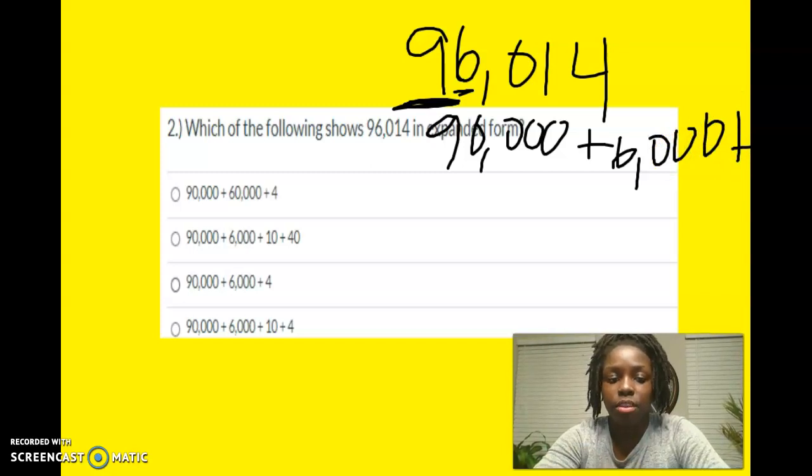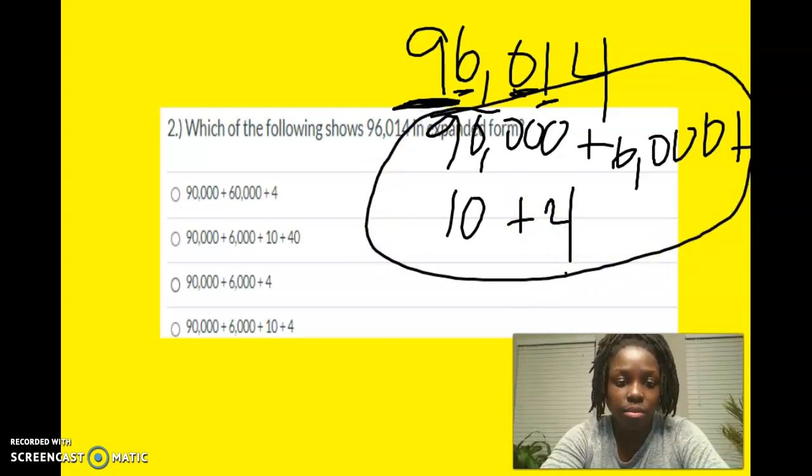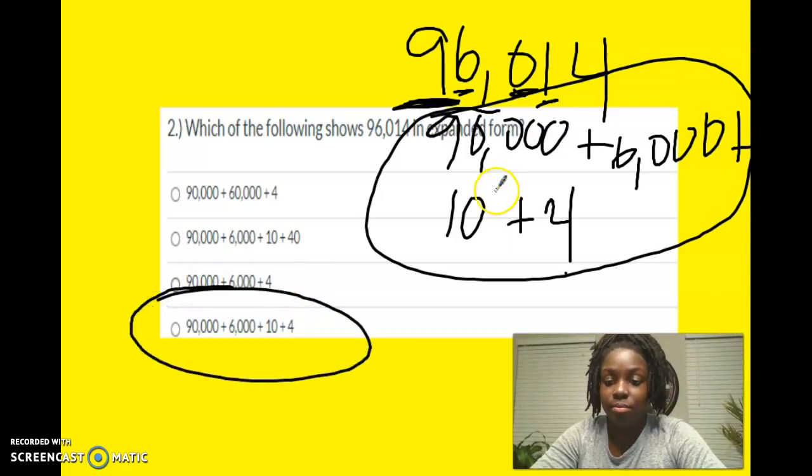plus, do I need to do anything with the 0? No, because it's a 0. So how much is the 1 worth? Good, the 1 is worth 10 and plus 4. So which one has 90,000 plus 6,000 plus 10 plus 4? Good, D would be my answer.